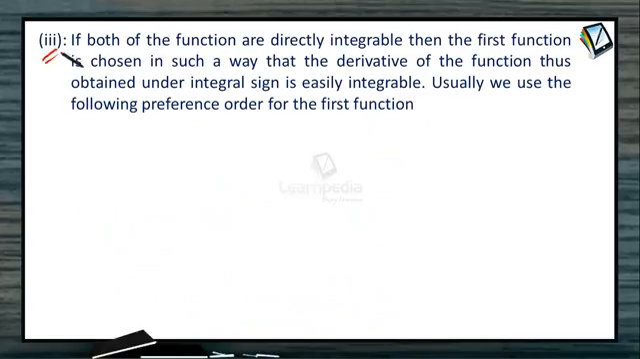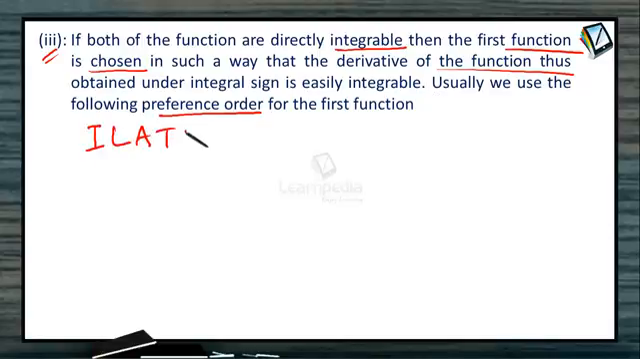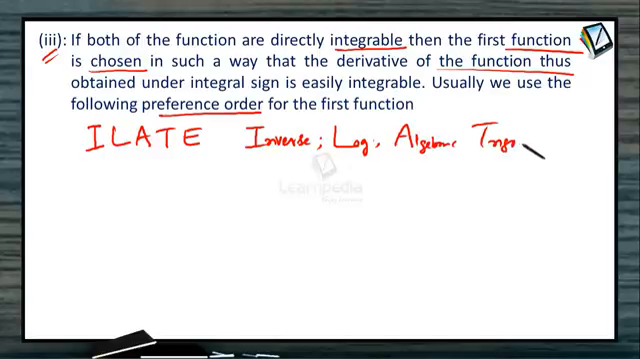Now, the question is, what is the measure for choosing the first function? If both functions are directly integrable, the first function is chosen in such a way that the derivative of the function thus obtained under the integral sign is easily integrable. So what is the order of preference for the first function? It is ILATE. I stands for inverse functions, L stands for logarithmic, A stands for algebraic functions, T stands for trigonometric functions, and E stands for exponential functions.